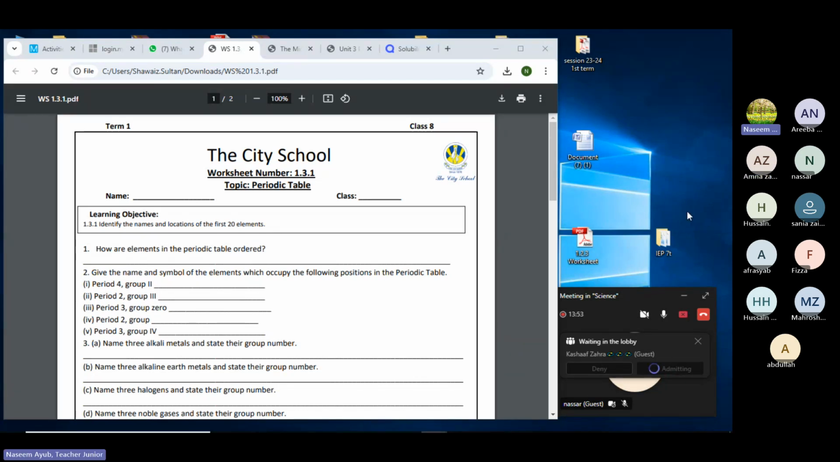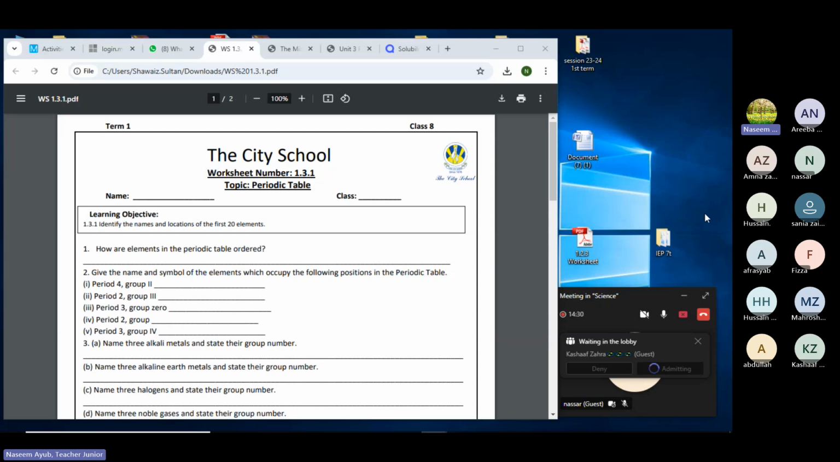Okay, Nasir, now you can unmute yourself. जी नसर अब आप मुझे बताओ, which of the elements is in period 3 and group 0? Ma'am, argon. Argon. You are saying argon, right? Yes, ma'am. That's the correct option.